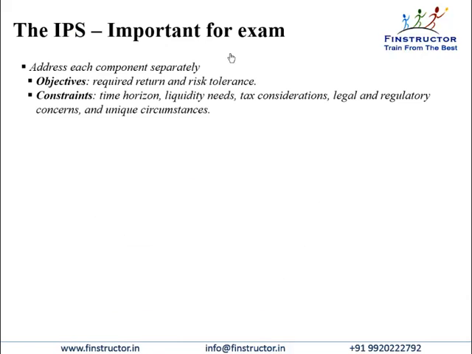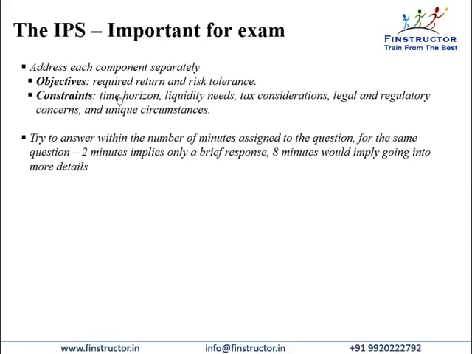Now for the exam, please remember that there are two sections in the IPS that you have to explicitly address. The return objective and the risk tolerance are the two objectives. The 5 constraints include the time horizon, liquidity needs, tax considerations, legal and regulatory concerns, as well as unique circumstances. We'll understand each one of these in detail. However, please make sure that you memorize the two sections of the IPS.